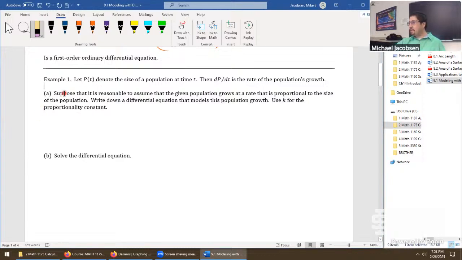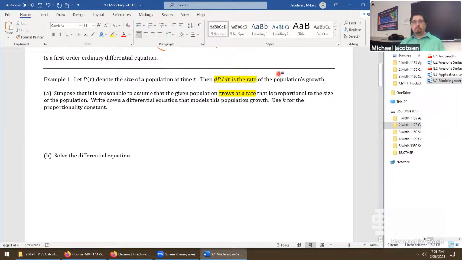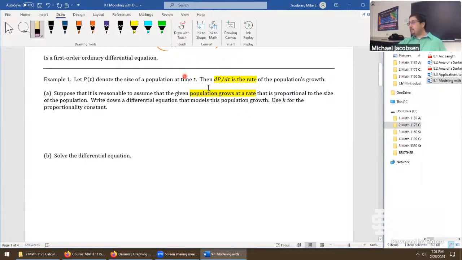So let's read this again. It's reasonable to assume that the given population grows at a rate. Right there is a humongous keyword. And it was said over here as well. Anytime rate or speed or anything that can imply a fraction with one unit in the top and another unit in the bottom ever comes up, we're probably talking about a derivative. So we said the population grows at a rate. So for this portion highlighted in yellow right here, they're literally saying verbatim dP/dt, the rate of change of the population size, with respect to the only thing that's changing, time.